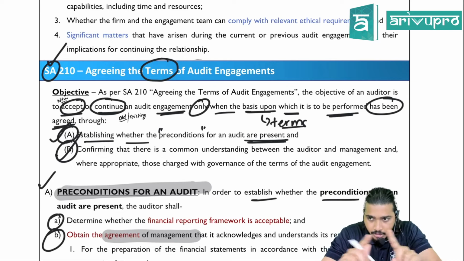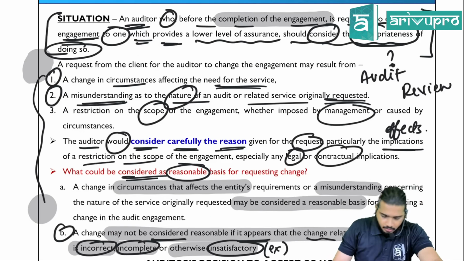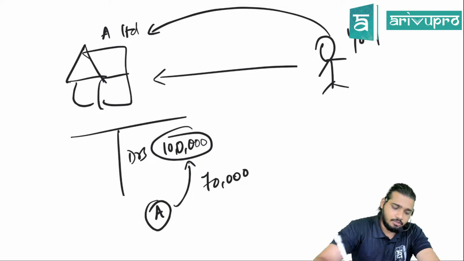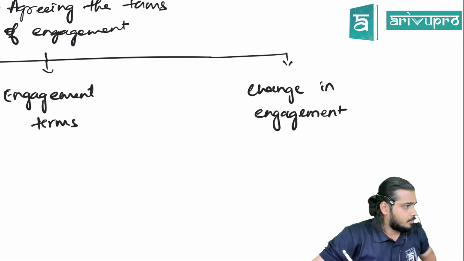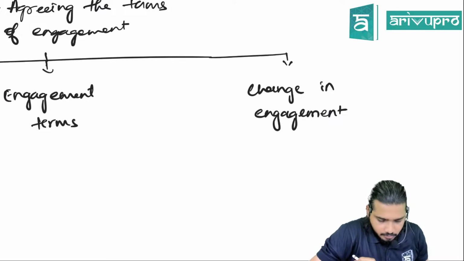Divide that into 3. SA 210. Even though it is due to misunderstanding, can the auditor withdraw if he wants to? Yes.